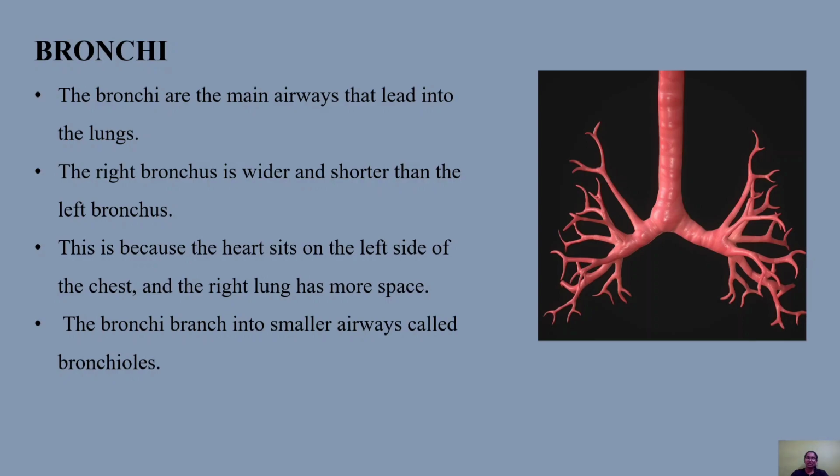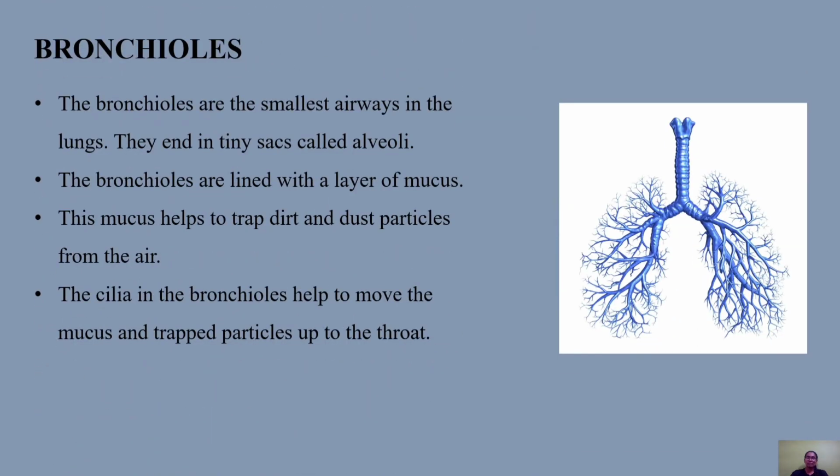The bronchi branch into smaller airways called bronchioles. Bronchioles are the smallest airways in the lungs. They end in tiny sacs called alveoli. The bronchioles are lined with a layer of mucus. This mucus helps to trap dirt and dust particles from the air. The cilia, that is the tiny hair-like projections in the bronchioles, help to move the mucus and trapped particles up to the throat, where they can be swallowed or coughed up.